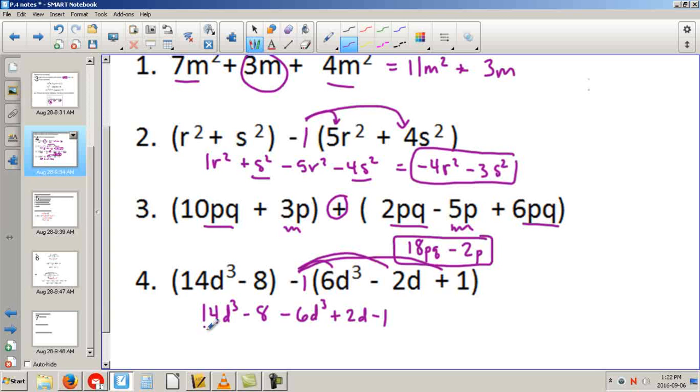If I'm looking for like terms, there's 14 and negative 6d cubed. That makes a total of 8d cubed. Then I look for the next time I see a variable, there's 2d. There's nothing to combine, so plus 2d. And then a negative 8 and a negative 1 makes negative 9.